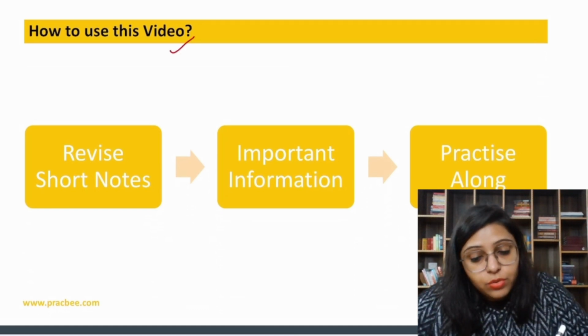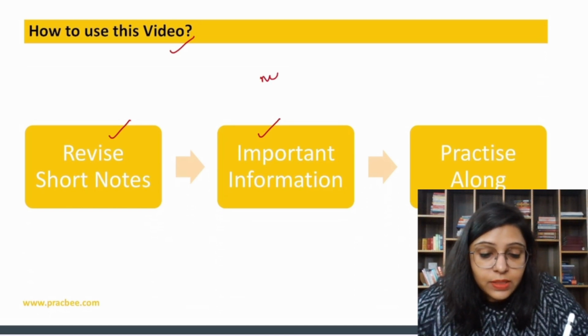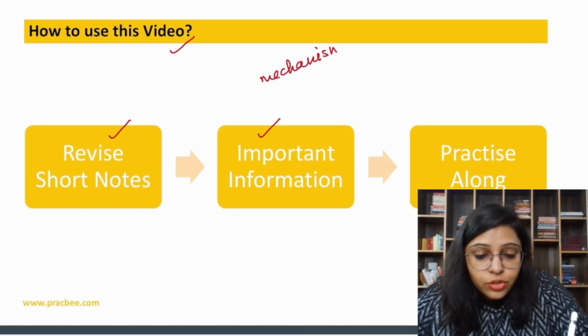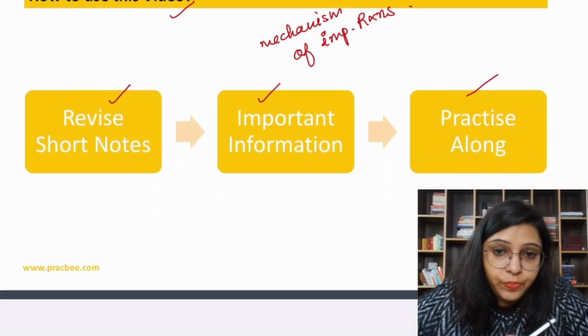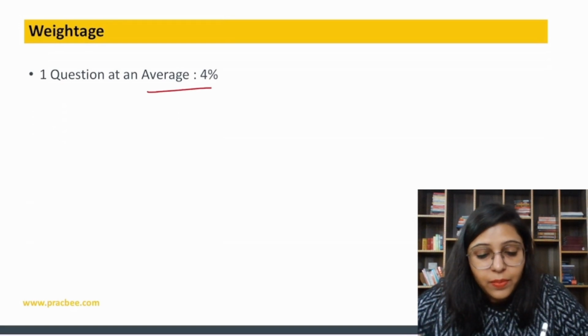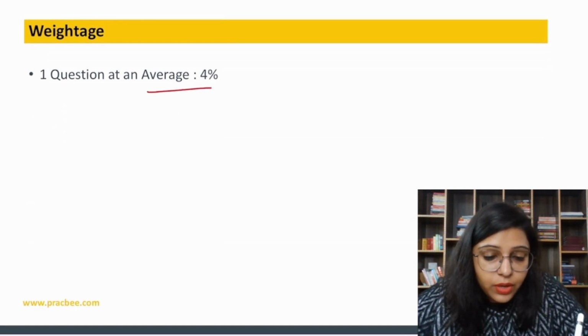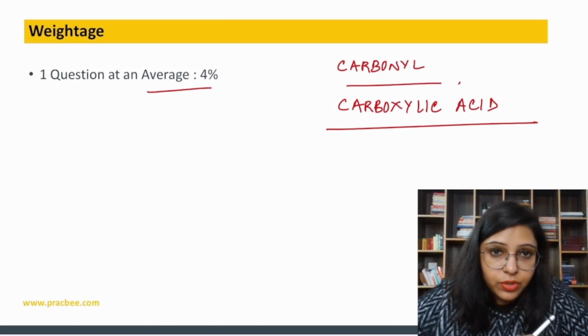How to use this video? You have to revise short notes. You have to write down the important information. Write down the mechanism of important reactions, and then you can start practice. Now weightage: on average, one question is going to come. Might be in some sets we can have one question from carbonyl compounds and one question from carboxylic acid. So we can have two questions.